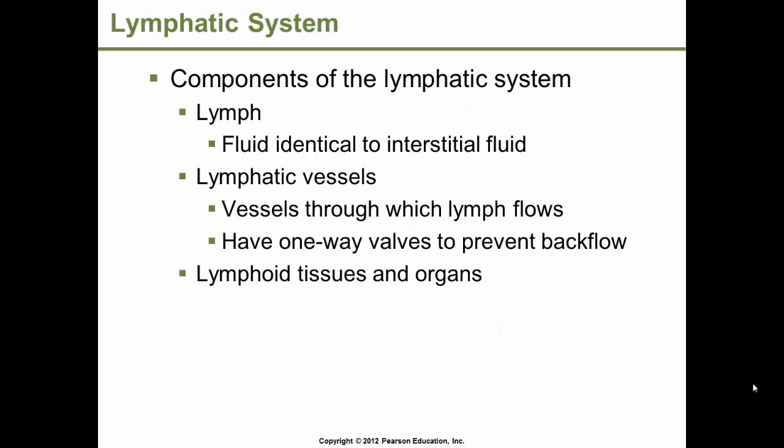Now we're going to move into the lymphatic system, and components of the lymphatic system include the lymph, the lymphatic vessels, and lymphatic tissues and organs. The lymph is essentially fluid identical to interstitial fluid that bathes all the cells of the body. The lymphatic vessels are vessels through which lymph flows. They, like veins, also have valves that prevent backflow, and various lymphoid tissues and organs are scattered throughout the body.